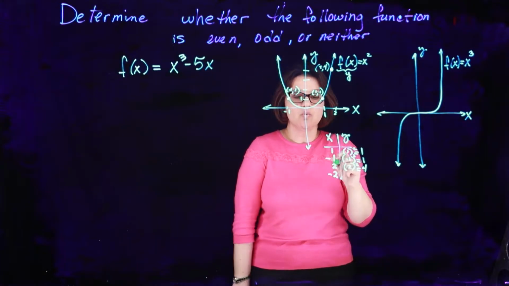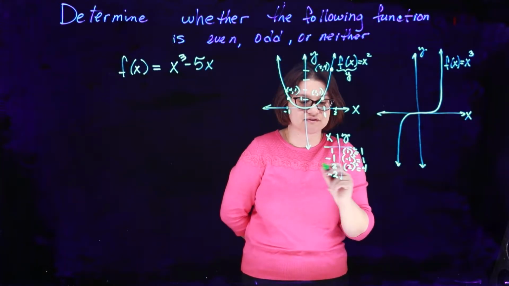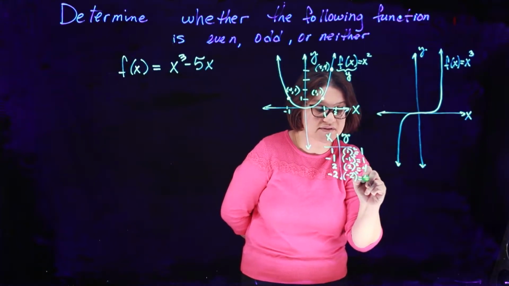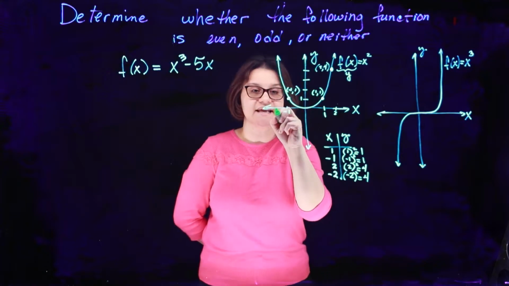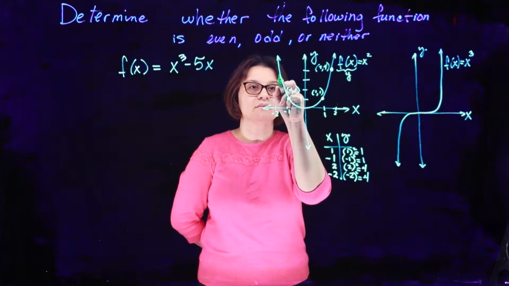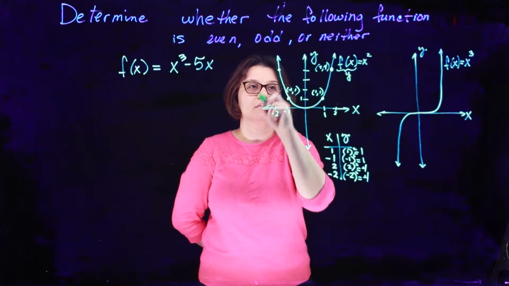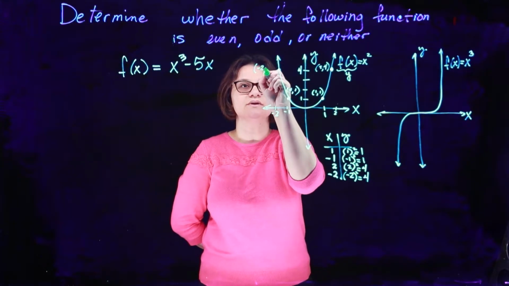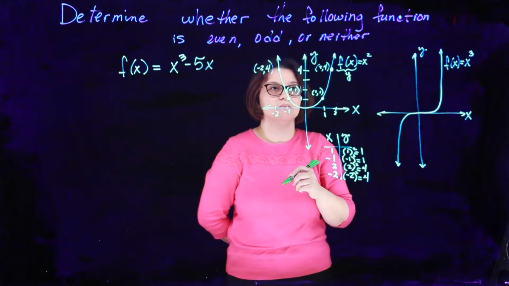Okay. Now, what happens if x is -2? -2 squared gives us a 4. So when x is negative 2, y is 4. Here's a 4. So negative 2, 4. Okay.